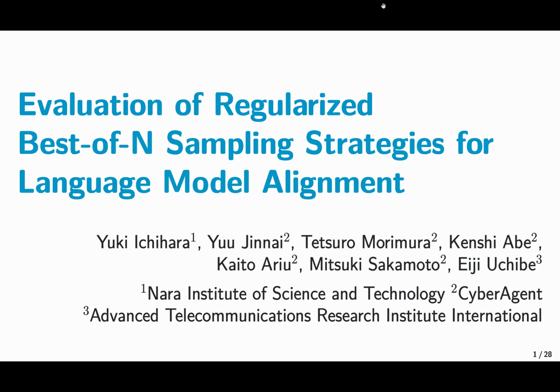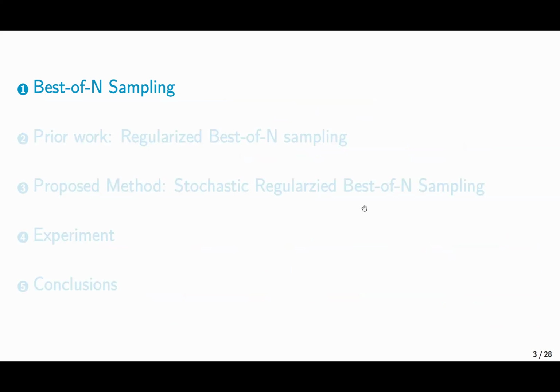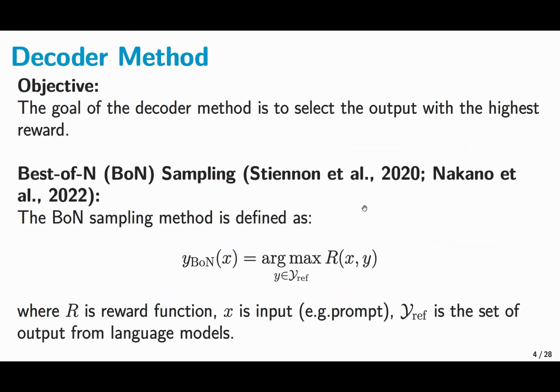I'm excited to talk about our work titled "Evaluation of Regularized Best-of-N Sampling Strategies for Language Model Alignment." This is today's talk outline. First of all, what is a decoder method, like best-of-N sampling? I'm going to explain best-of-N sampling, which is one of the decoder methods.